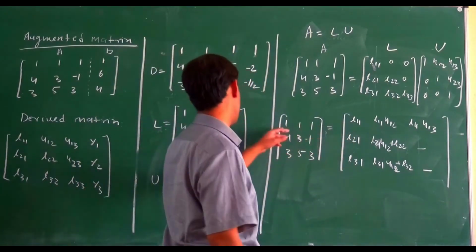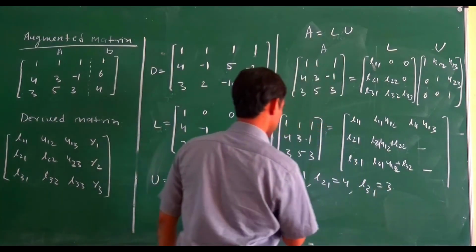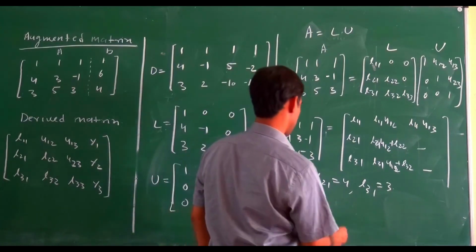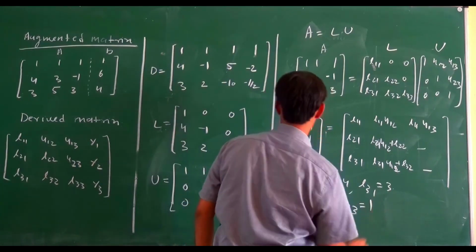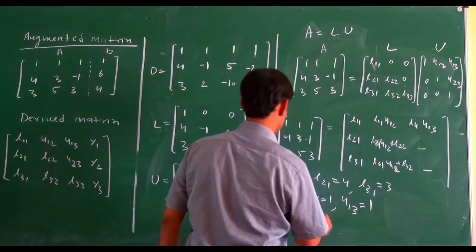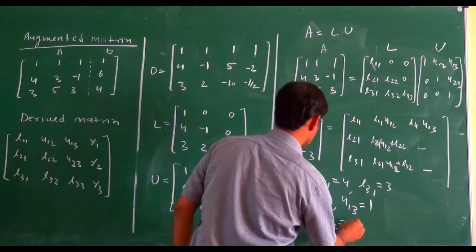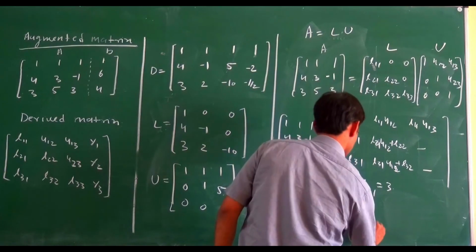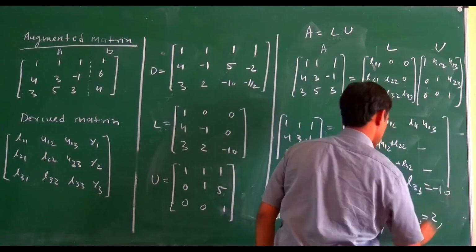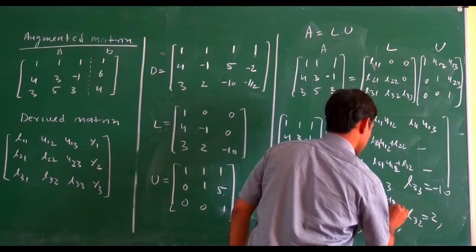Then we find the value of L11 is 1. L21 is 4. L31 is 3. U12 is 1 divided by 1, so this one is 1. U13 is also 1. And similarly we find L22 is minus 1, L32 is 2, and L33 is minus 10, and U23 is 5.